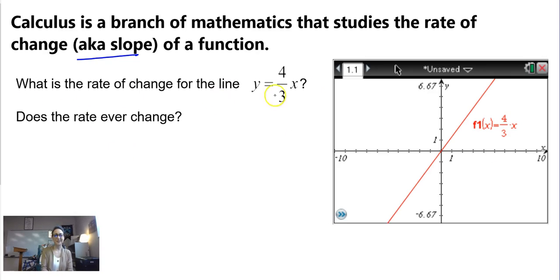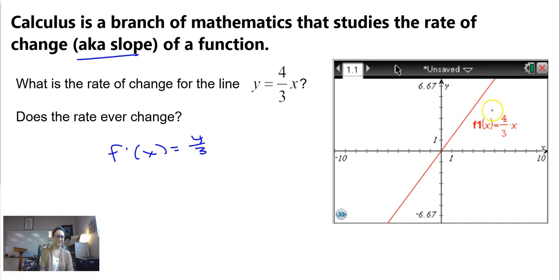So let's take a look at this line. We've got y equals 4/3 x. I've got it graphed for you here. Does the rate of change ever change? Does the slope ever change for this graph? No, it does not. The rate of change is always what? What's the slope? The slope here is always 4/3, right? So for this function, its derivative is always going to be 4/3 because no matter where I choose to zoom in, I'm always going to get 4/3. It doesn't depend on what x value I choose.